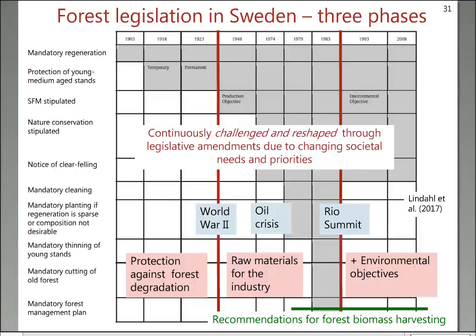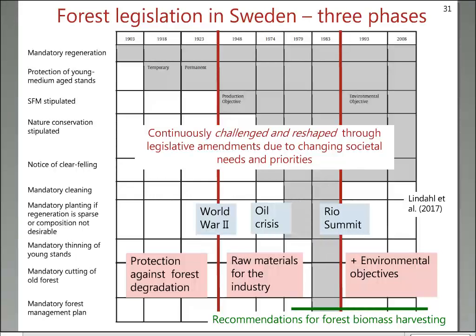The first phase was focused on protection against forest degradation. So what all countries have experienced, the overutilization of the forest, and the phase where legislation is put in place to reestablish the forest and the forest production. So in the next period, focus was on the forest production and raw materials for the industry. And you can see here that a number of requirements were put in place.